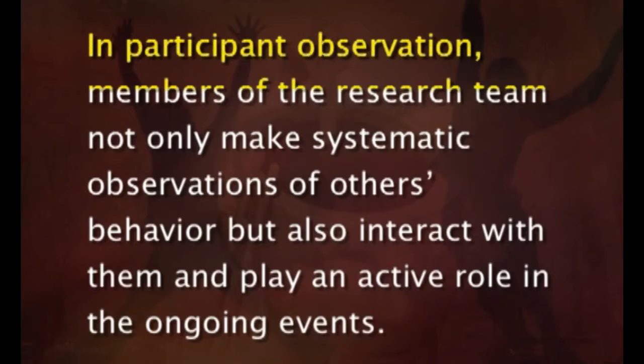In participant observation, members of the research team not only make systematic observations of others' behavior, but also interact with them and play an active role in the ongoing events. Frequently, the fact of being an active participant enables the investigators to approach freely and observe the behavior that otherwise would have been inaccessible. In participant observation, researchers usually do not engage in overt coding or any other activity that would disrupt the normal flow of interaction among the observed group. In some instances, they may even need to use an assumed identity lest their true identity as investigators disrupt the interaction.